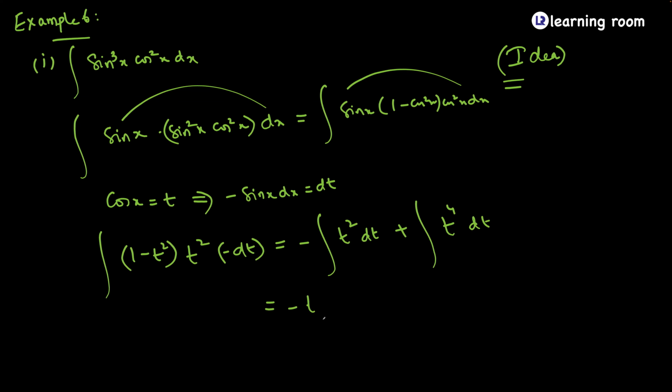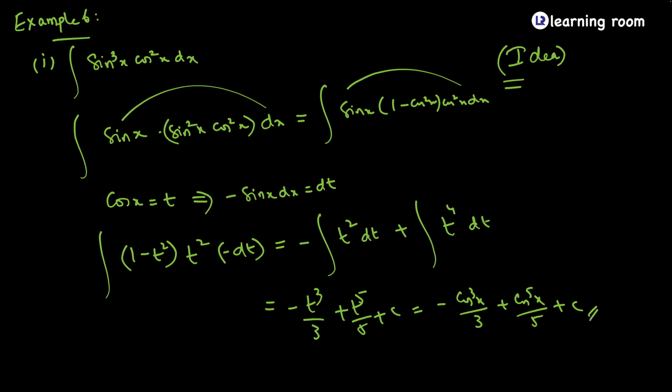So it will be minus t cube by 3 plus t power 5 by 5 plus c. So the answer will be minus cos cube x divided by 3 plus cos power 5x divided by 5 plus c. Is that the answer? Okay. So here there is no alternate method.